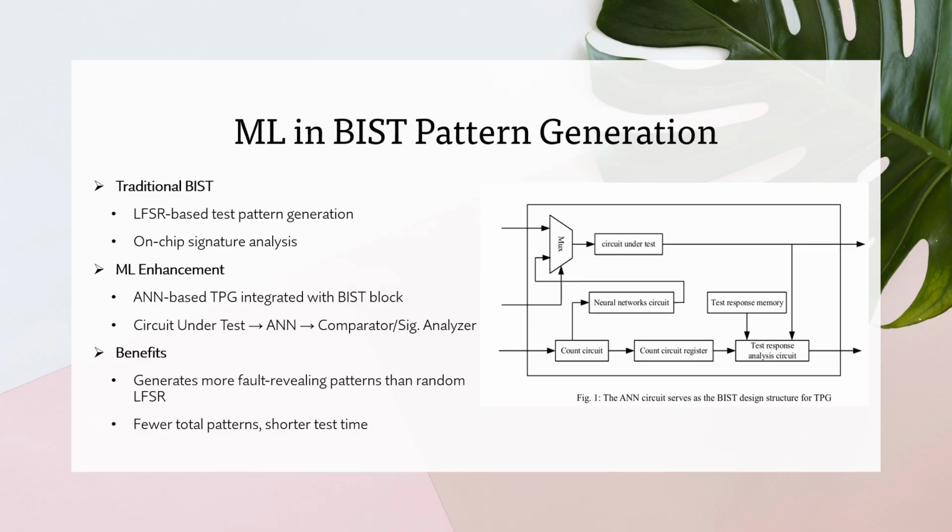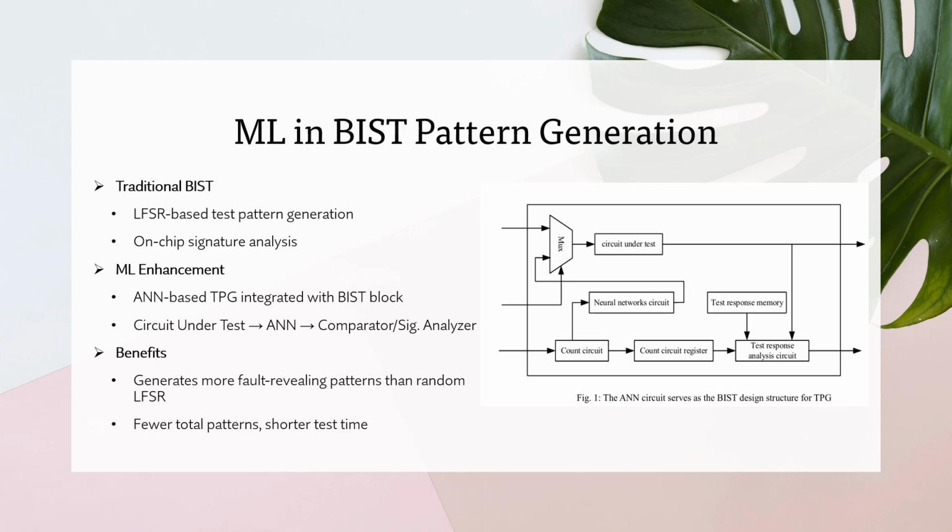This means that if you have an n-bit address, the ANN can generate 2 to the power n different patterns by interpreting the address input. The advantage is that the ANN's parameters consume less space than storing a large number of fixed patterns in memory. Also, the ANN can be trained to produce more effective patterns than a purely random LFSR.